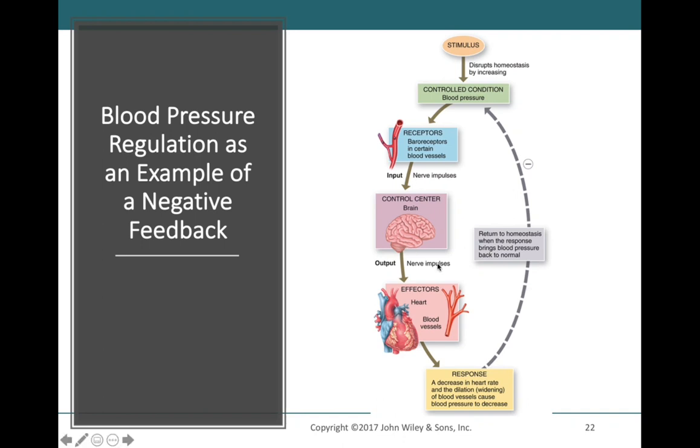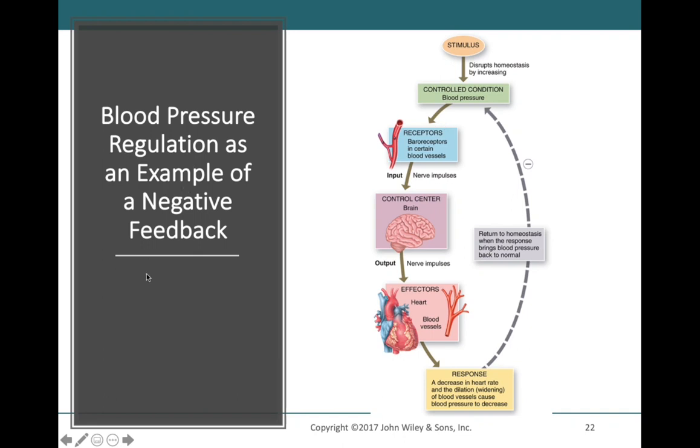The brain is then going to receive this and make the decision to send out to the effectors, which are the heart and the blood vessels, to produce different responses in order to reduce the blood pressure. For example, the heart is going to decrease its rate, which will decrease blood pressure, and the blood vessels are going to dilate, which means that they are going to open up and there's going to be more space inside. Both of these things will function to decrease blood pressure. When this occurs, blood pressure will then be brought back to normal. So this is an example of a negative feedback loop.